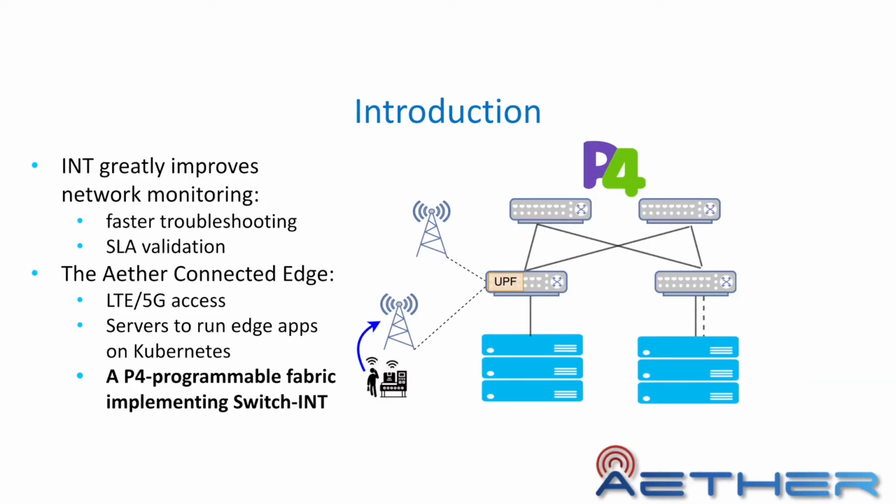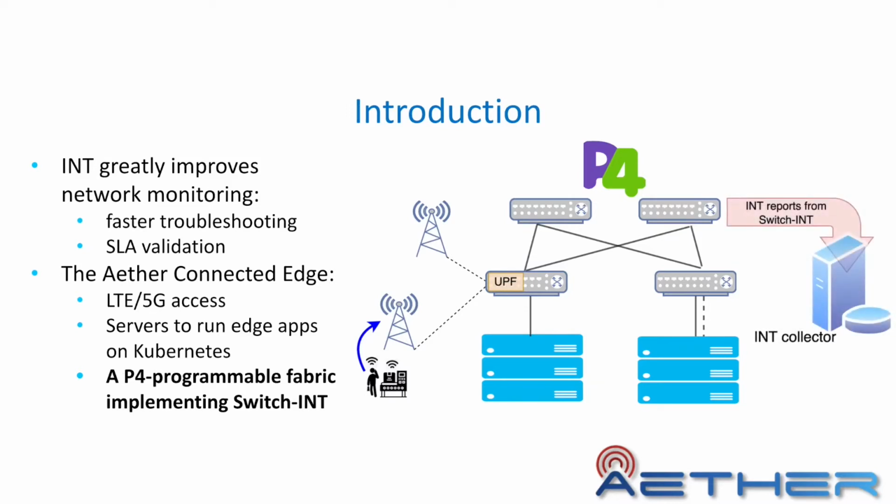In-band network telemetry greatly improves network monitoring, allowing network operators to inspect individual flows, promptly detecting anomalies and pinpointing their causes. At ONF, we have been leveraging the INT standard to facilitate network troubleshooting and validate SLAs for the Ether platform. The Ether platform is composed of three elements basically. Radio-based stations providing LTE or 5G access to the connected devices, one or more servers running Kubernetes and hosting edge applications which offer services to end users, and a P4 programmable fabric implementing a so-called switch-INT.